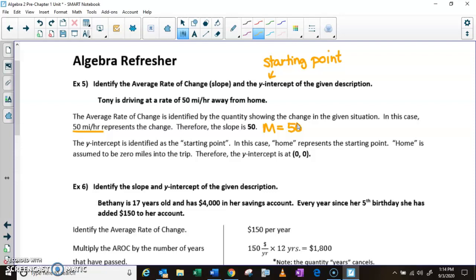My starting point is the y-intercept. And in this case, where did we start? Tony is going away from home, so his starting point was home. So home is representing my starting point, and that is assumed to be 0 miles into the trip. So therefore, my y-intercept is the point 0, 0. An intercept is always in an ordered pair, x comma y.